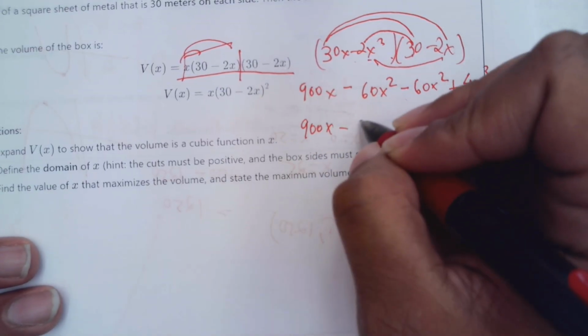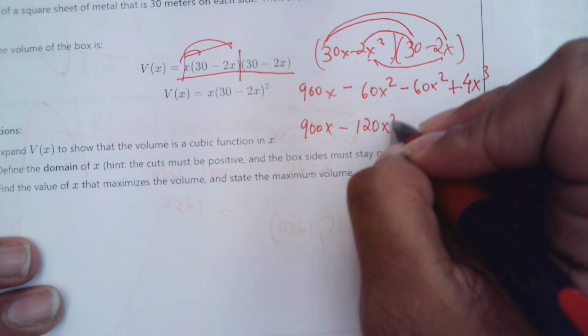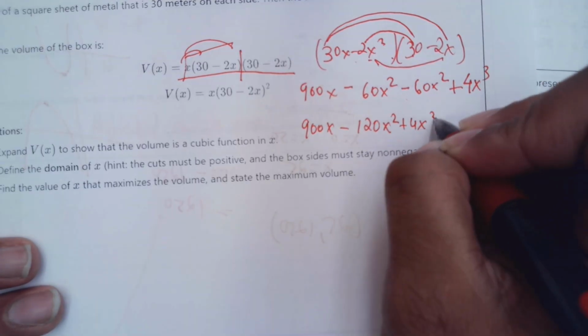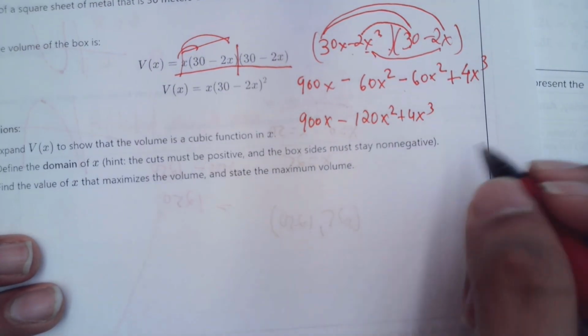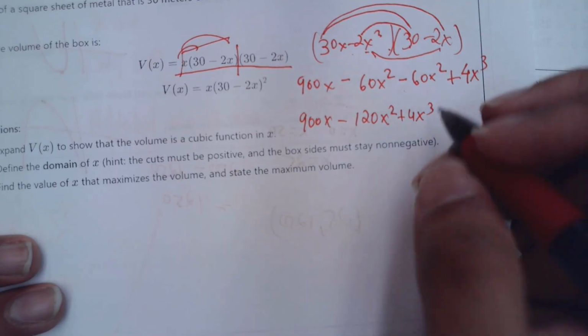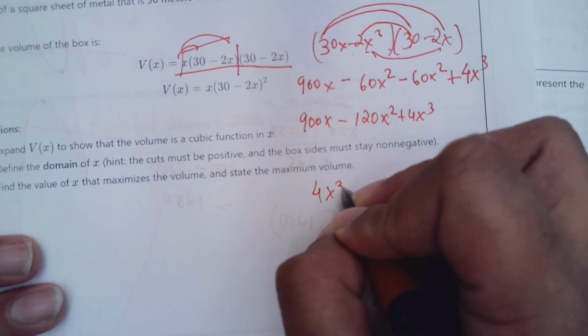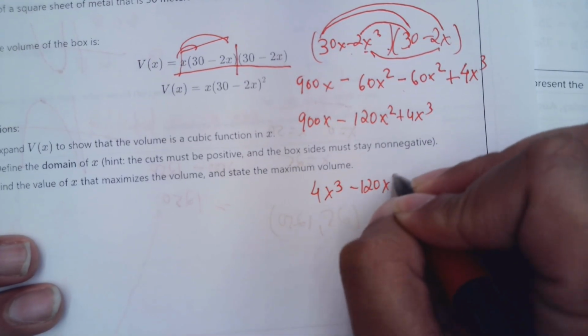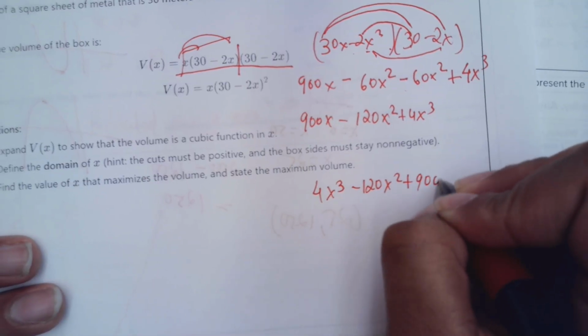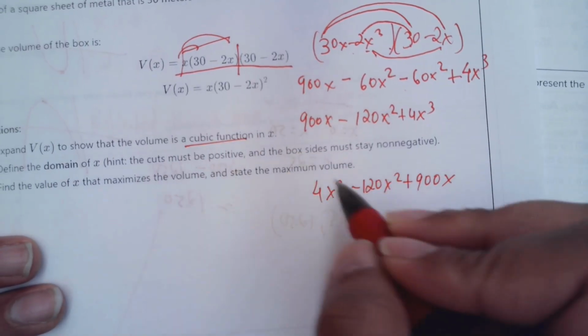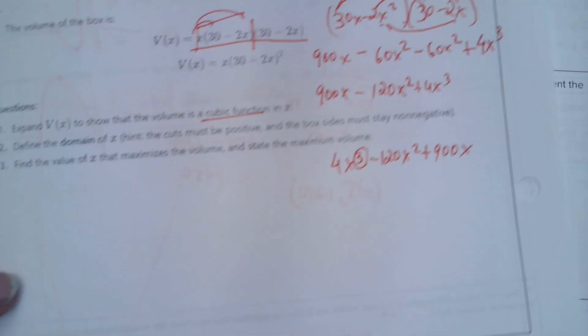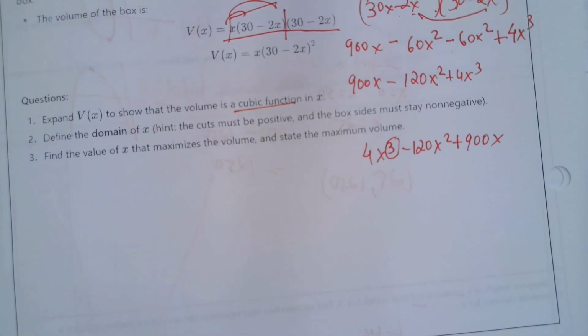900x minus 120x squared plus 4x cubed. If you rewrite this from the highest degree, which is 3, you get 4x cubed minus 120x squared plus 900x, and that will be your answer. That's how we know it's cubic, because the degree is 3. Perfect. Define the domain of x.